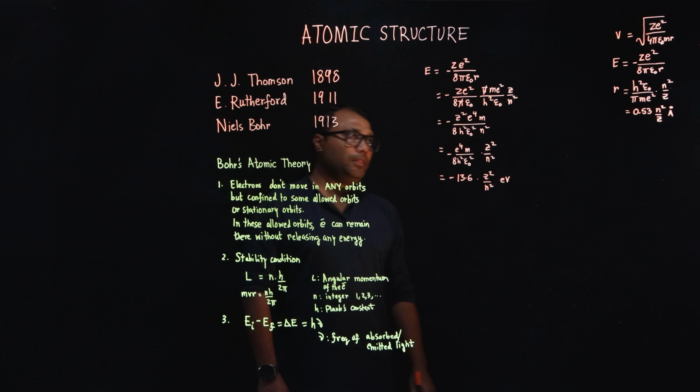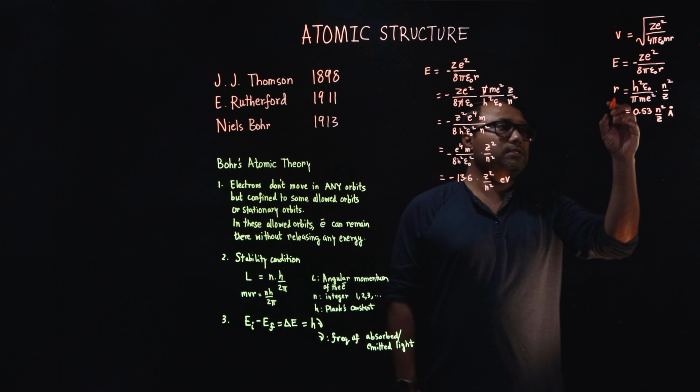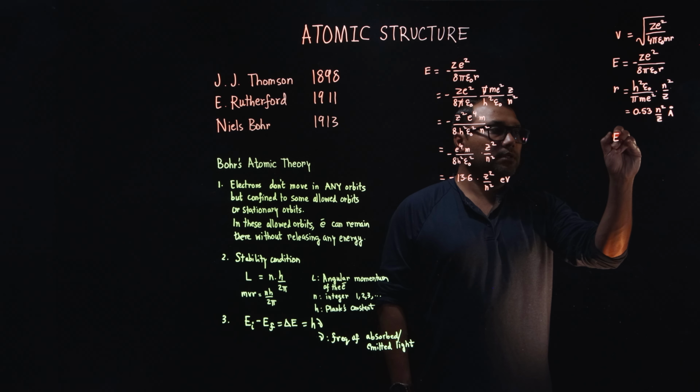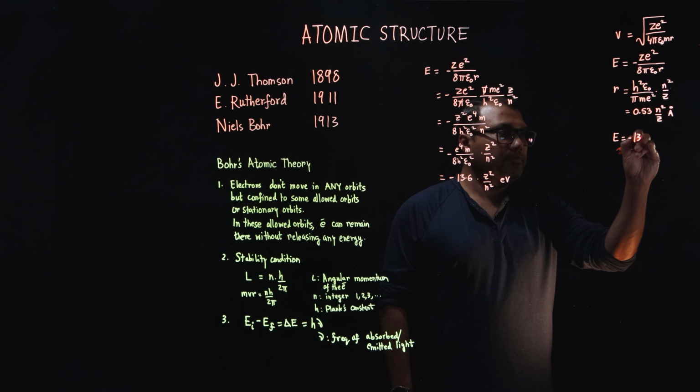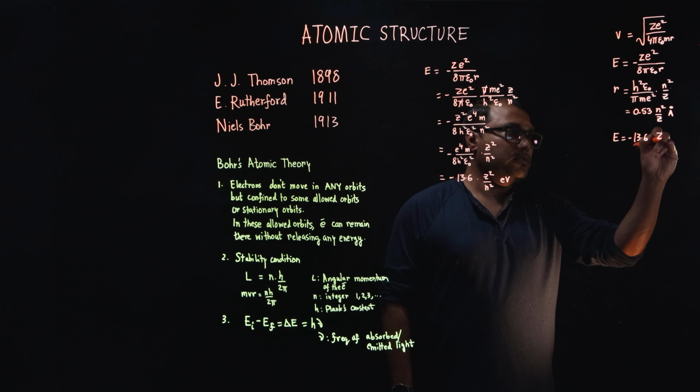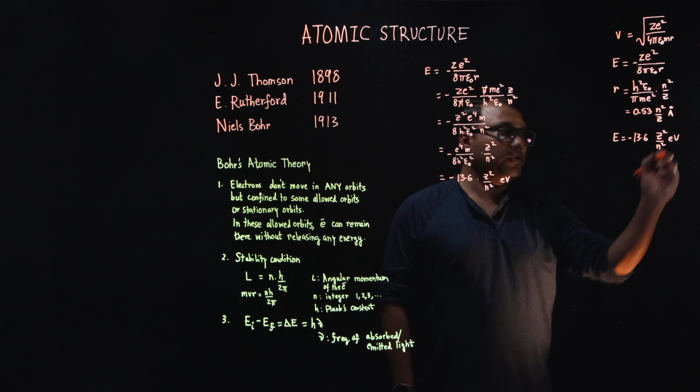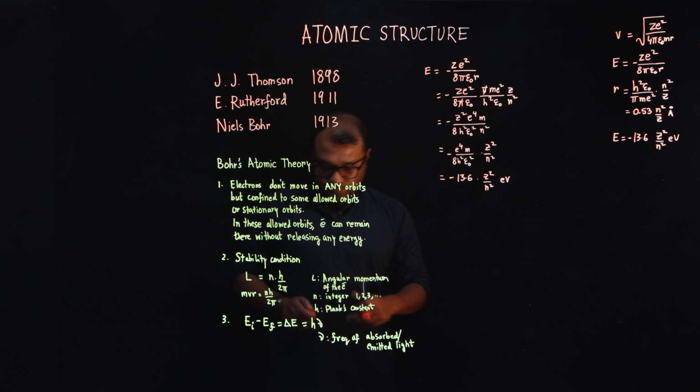Okay. So let's write the energy equation in terms of this. So this is minus 13.6 Z square by n square electron volt.